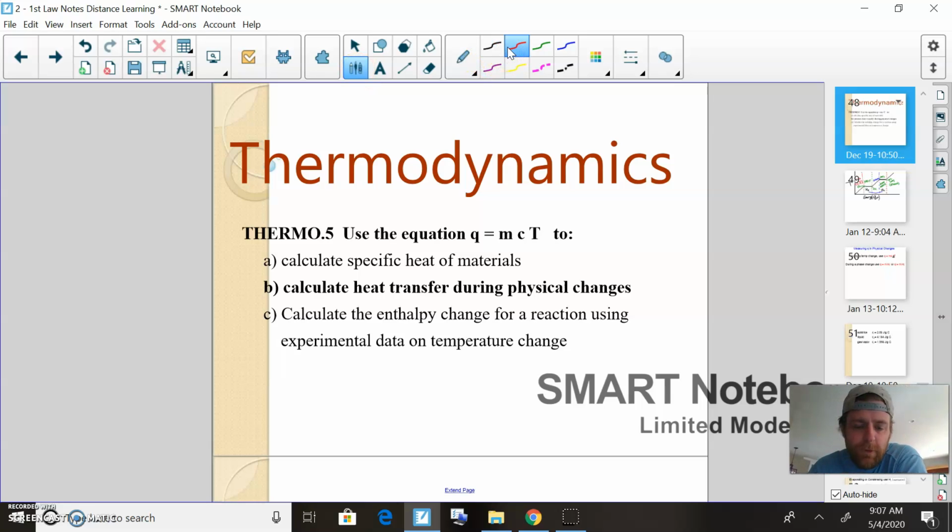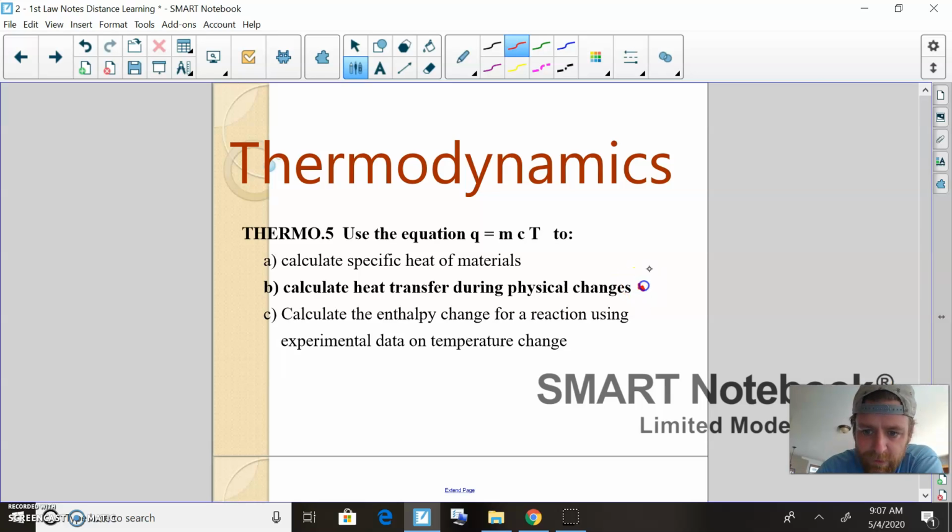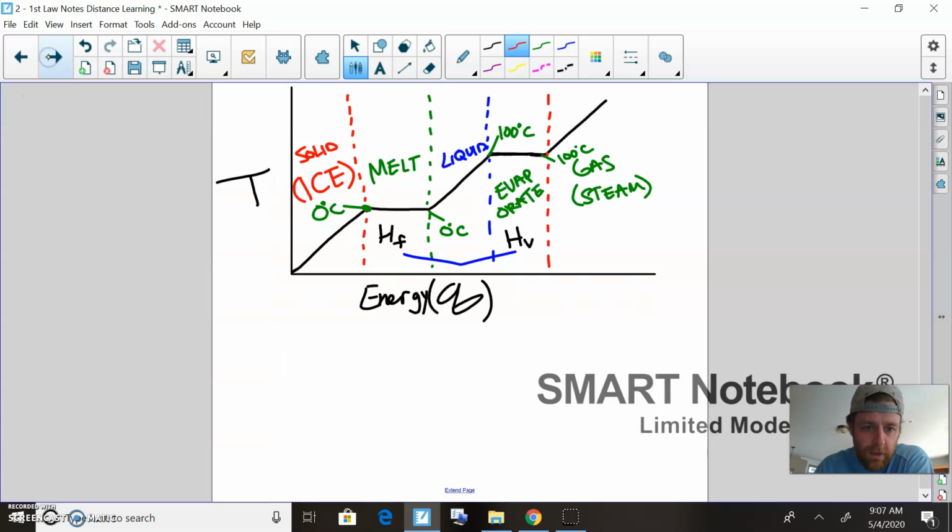We're going to keep going with Learning Target 5 here, part B or part 2, whatever you want to call it. Use Q equals mcΔT to calculate heat transfer during physical changes. For physical changes, we're primarily going to talk about water.